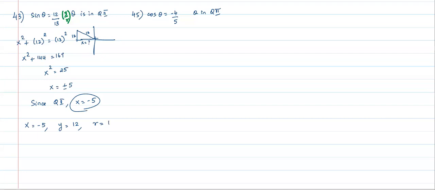So now I can write all the remaining values. Cosine is x over r. Tangent is y over x. Cosecant was 13 over 12. Secant is 13 over negative 5. Cotangent is negative 5 over 12.